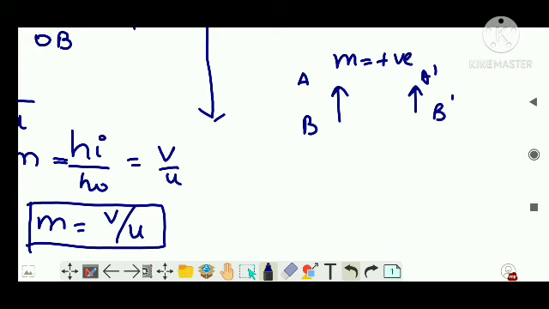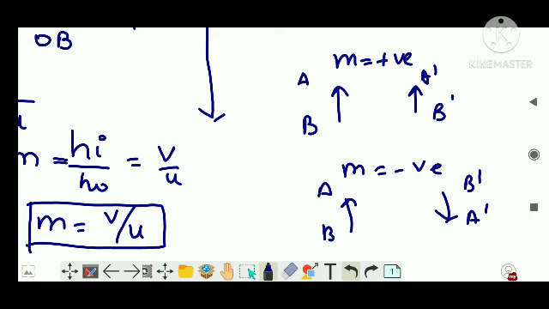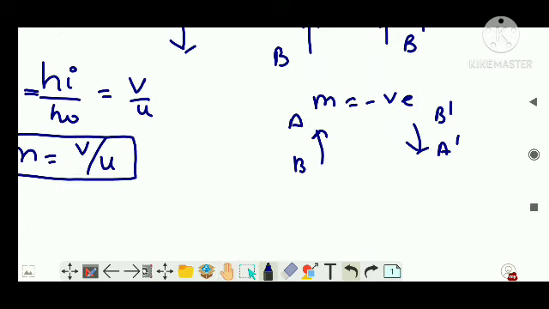That is, it was upright, erect, and it was virtual. Now the second condition: if M is negative, that means if the object was like this, the image was like this. That means it was inverted and real. Keep that in mind. These are all small pointers, guys. It will help you in solving problems. It is inverted and real.